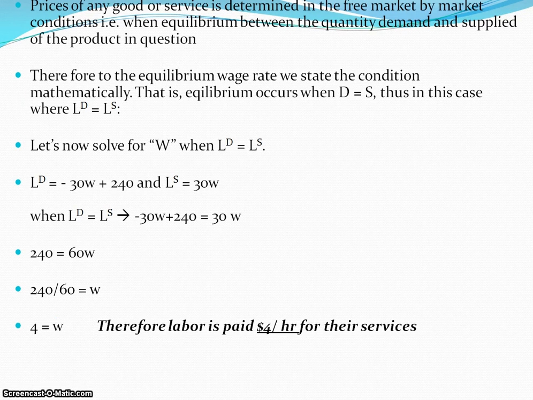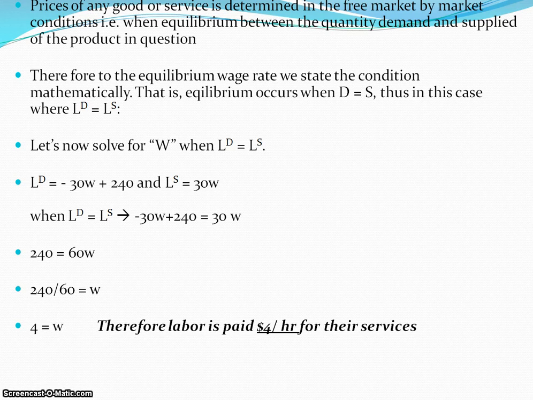Moving on. We see here that the price of any good or service is determined in free market conditions, that is, when there is equilibrium between the quantity demanded and the quantity supplied of the product in question. Let me rephrase it one more time. You would have learned earlier in the course that the price of any product or service is determined in the free market, and it will be the price that results in the unique situation where the amount of goods being demanded would be equal to the amount that is willing to be supplied.